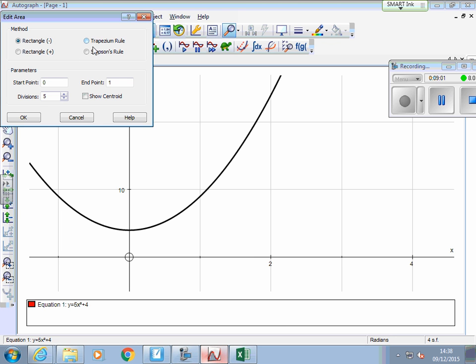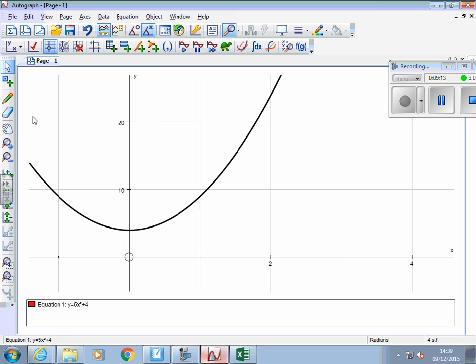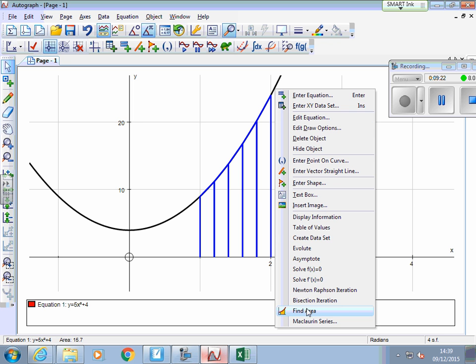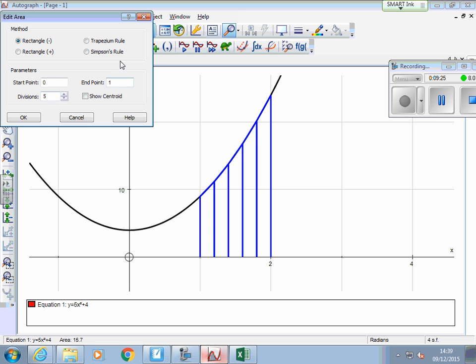Now, it uses different ways to find the area. Let's look. If I use one called the Trapezium Rule, I want to start at 1, because that's where we started our area from, and finish at 2. And it's now divided this area up into rectangles. I'm using the Trapezium Rule, starting at 1, ending at 2. And it asks me how many divisions I want to split this area up into. It's on 5 at the moment, and what it's done is divided this up into little rectangles.